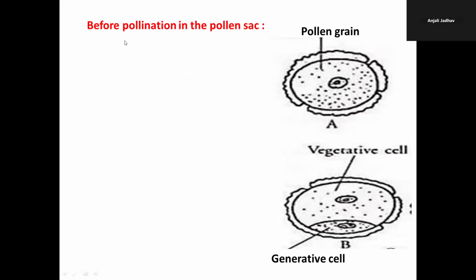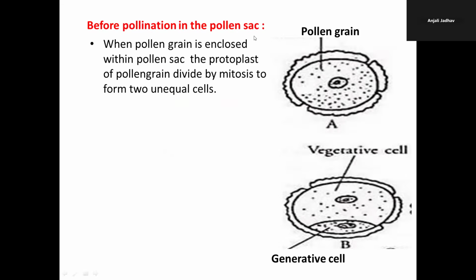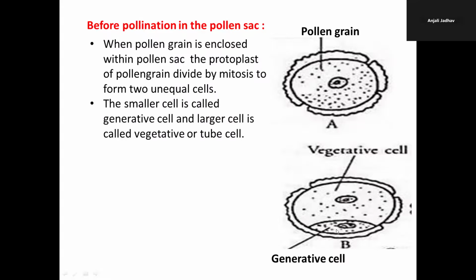Now, about before pollination in the pollen sac. When pollen grain is enclosed within the pollen sac, the protoplast of pollen grain divides by mitosis to form two unequal cells. So, this is pollen grain. Here, this pollen grain undergoes mitosis and forms two unequal cells. The smaller cell is generative cell and the larger one is the vegetative cell or tube cell.